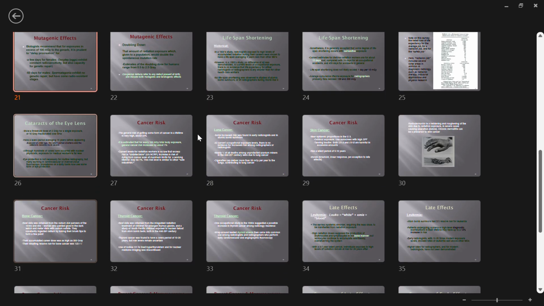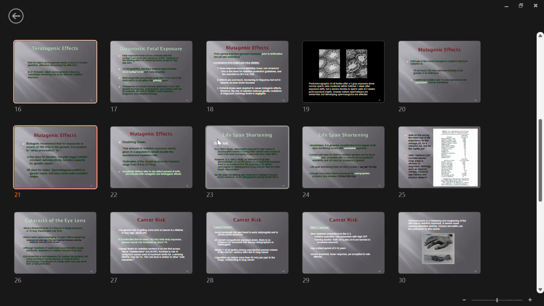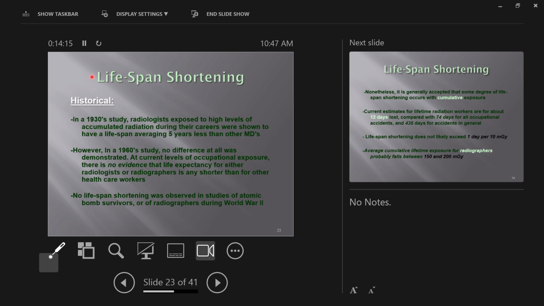Now we're going to move on to late effects. These are all sort of late effects, but now we're going to talk about late effects that are somatic, not genetic. These are late effects that happen to an already existing organism after birth, exposure after birth, in other words. So we're going to talk about lifespan shortening first, at least.